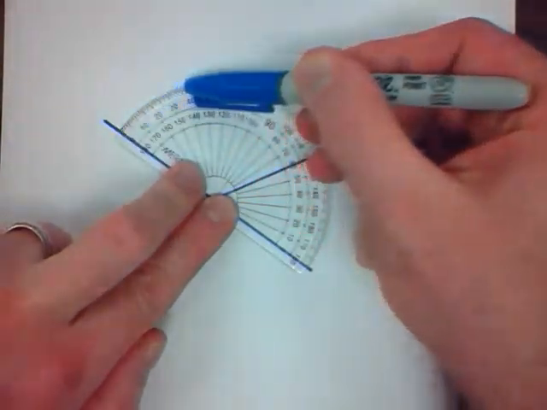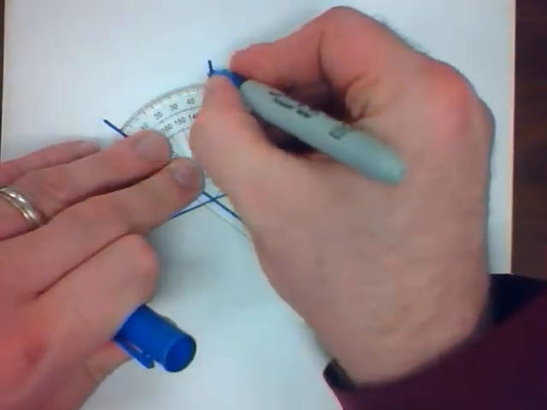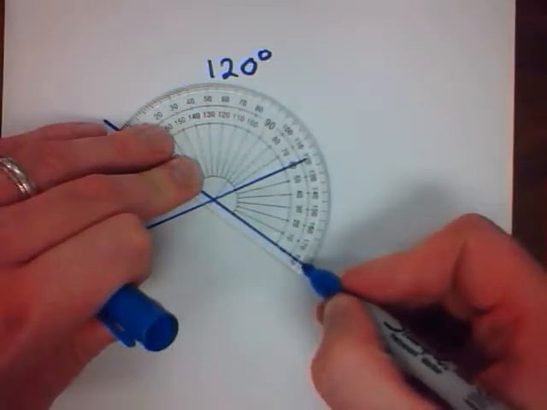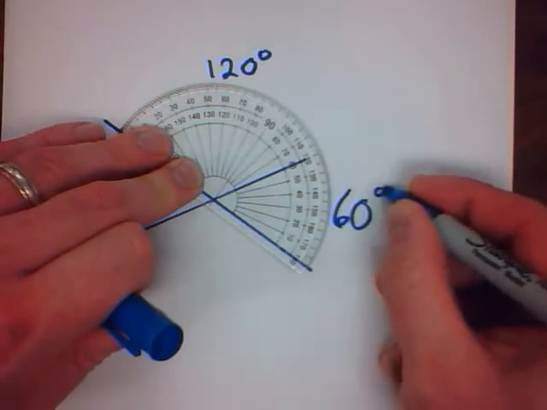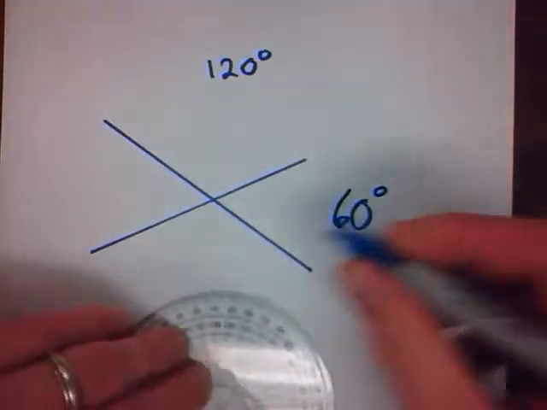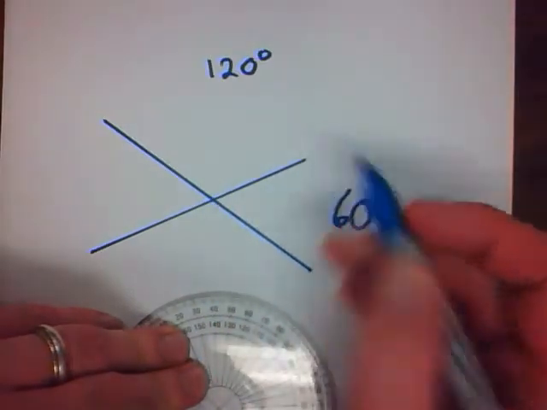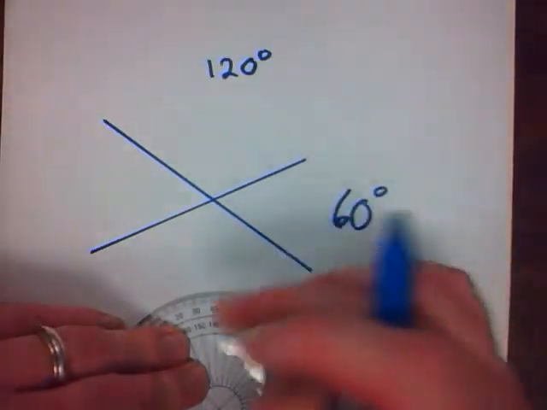0, I go along the top. This comes out to 120 degrees. And if I measure this piece over here, 0, and I go this way, this comes out to 60 degrees. That is, after all, a straight line, and therefore these must be supplementary. They have to add up to 180. So that makes sense enough.